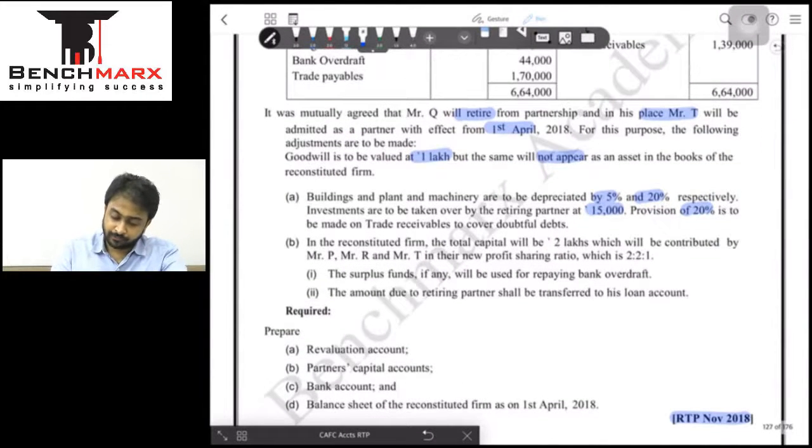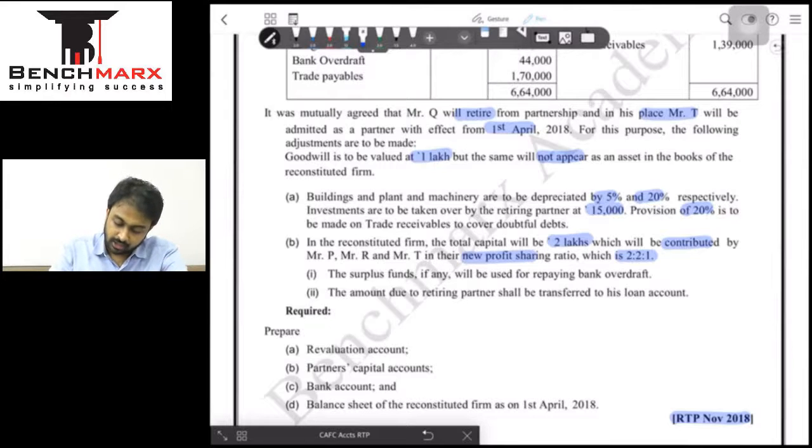Then in the new firm, total capital would be 2 lakhs. This appears to be a sum on capital adjustment because the question has given us the closing capital of the new firm. This 2 lakhs should be the balance carried down in the partners' capital accounts, in their PSR. Balancing figures can be cash or bank or whatever the question mentions. It will be contributed by P, R and T, that is the new partners, in the new PSR given, which is 2:2:1. So new PSR is also given.